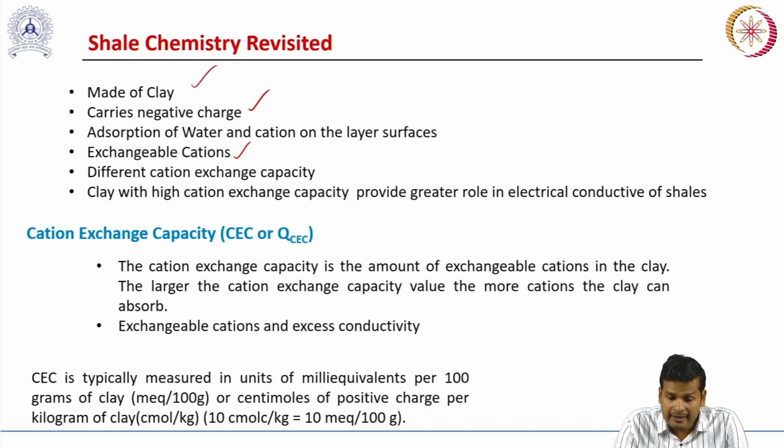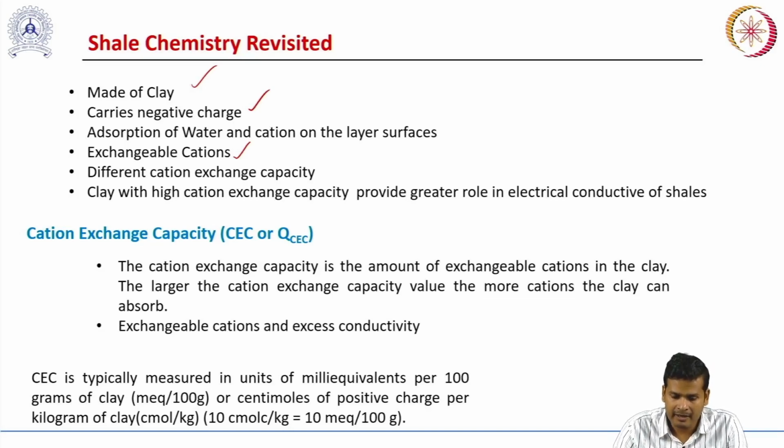Now different types of clay will have different cation exchange capacity. So what do I mean by the cation exchange capacity? Cation exchange capacity defines the amount of exchangeable cation in the clay. That means how much cation is present on the clay surfaces. So if our clay surfaces have more negative charges, they will have more exchangeable cations on the clay surfaces to balance out our negative charges.